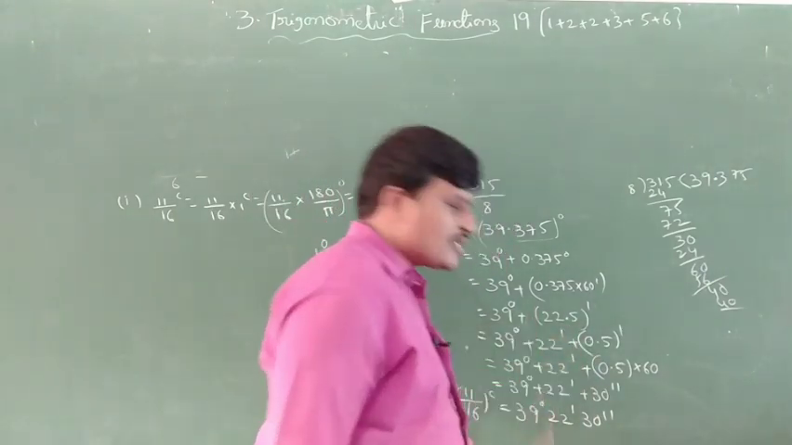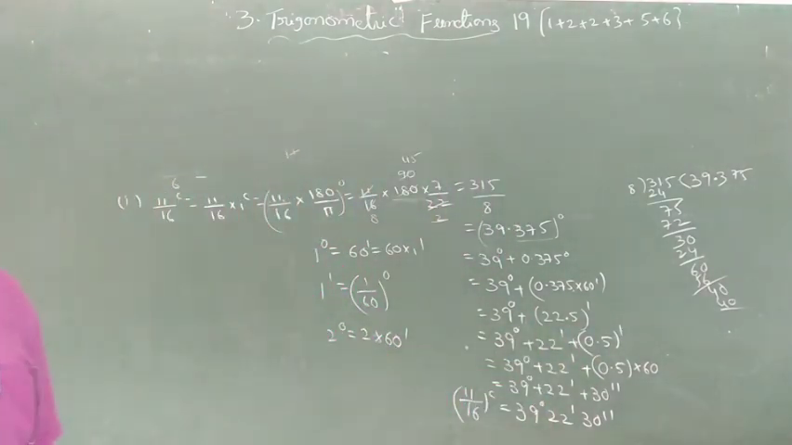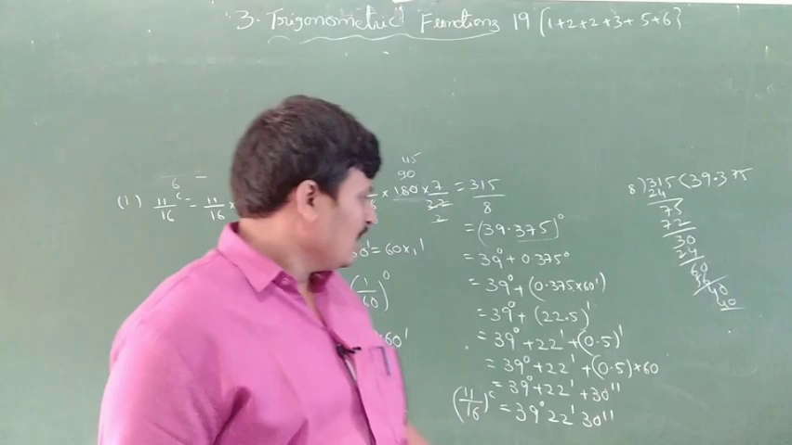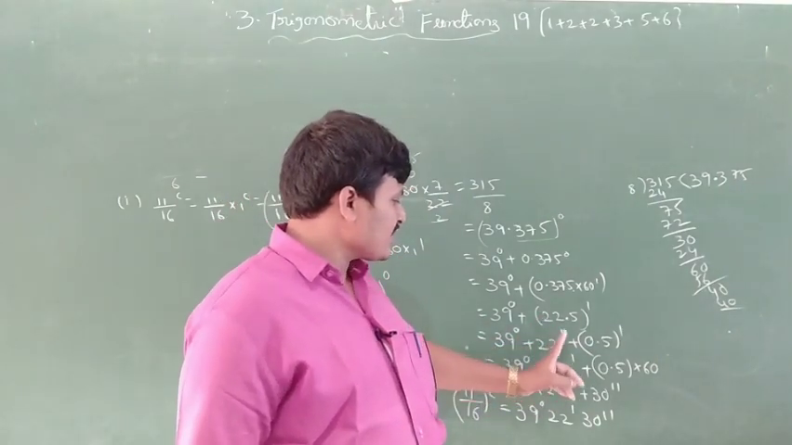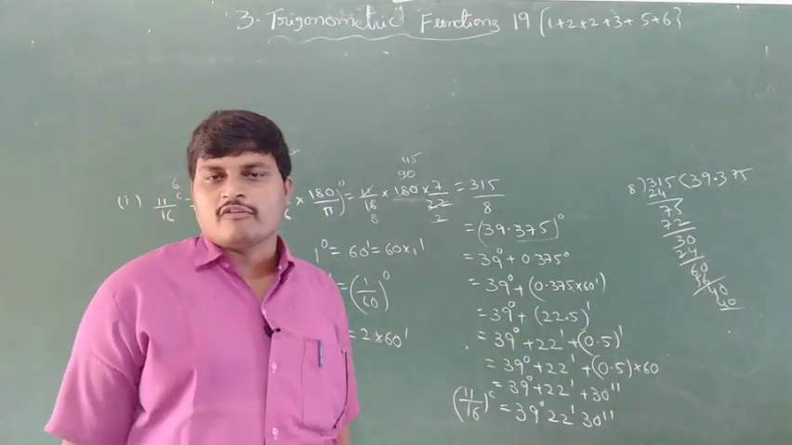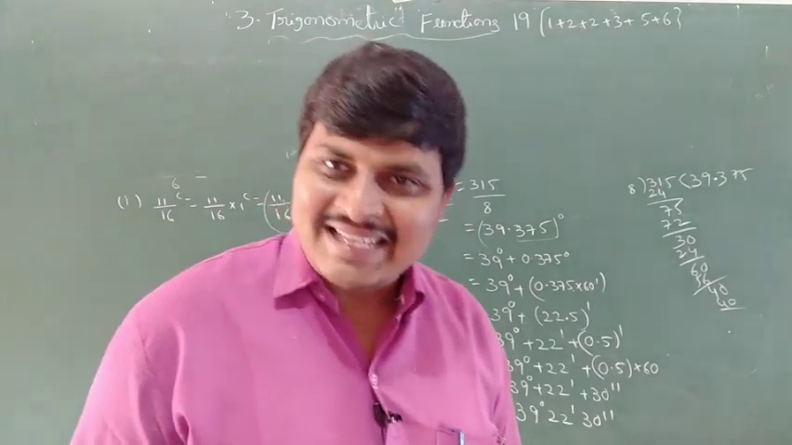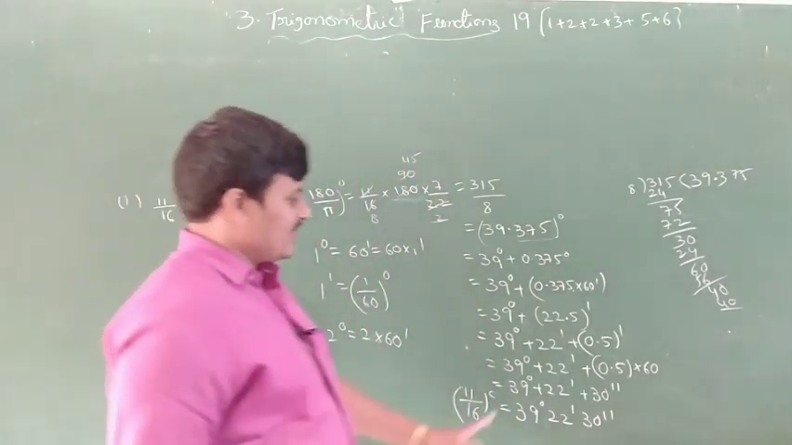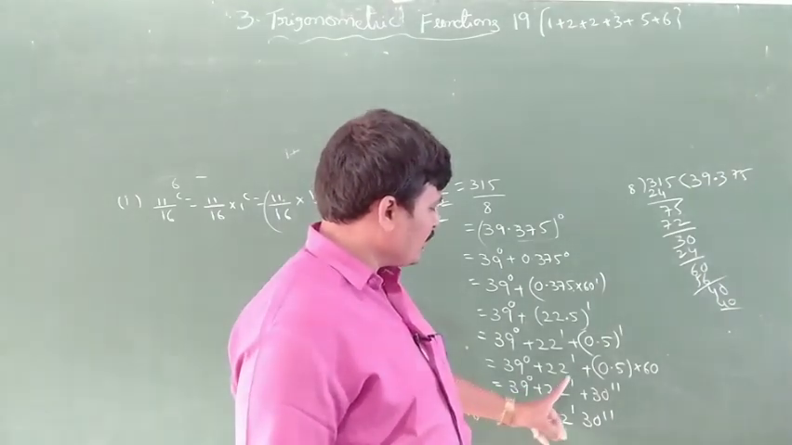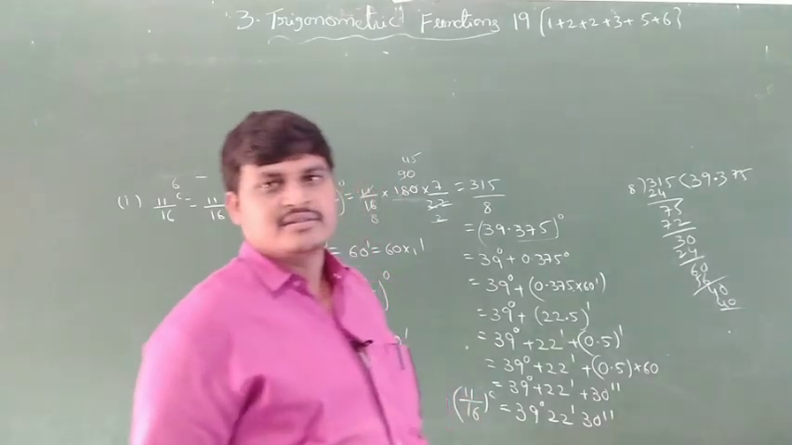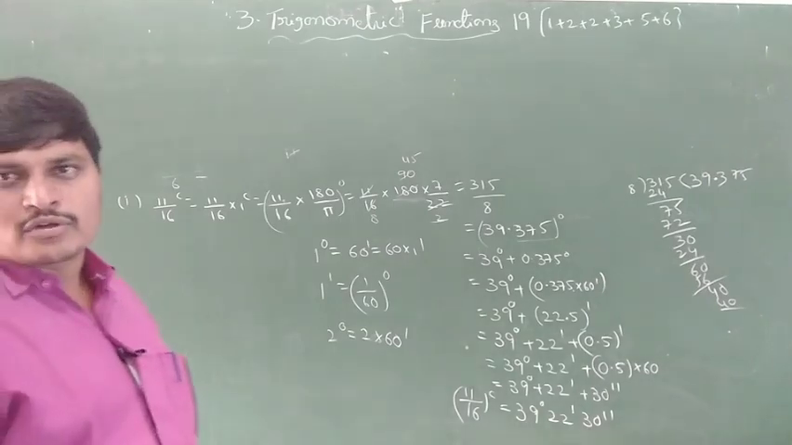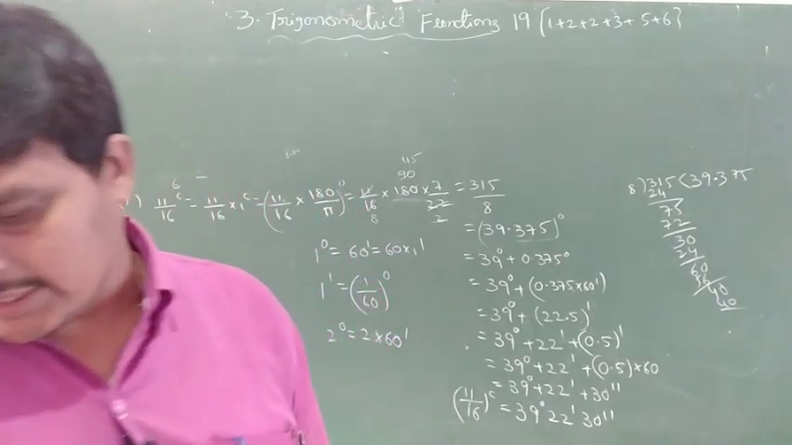22.5 minutes is not correct as a final answer. 22.5 is 22 plus 0.5. 0.5 minutes means what? Half a minute. Half a minute is equal to how many seconds? 30 seconds. So finally, 39 degrees 22 minutes 30 seconds. This is the final result. So homework is problem 4. Homework 4. Okay, now.